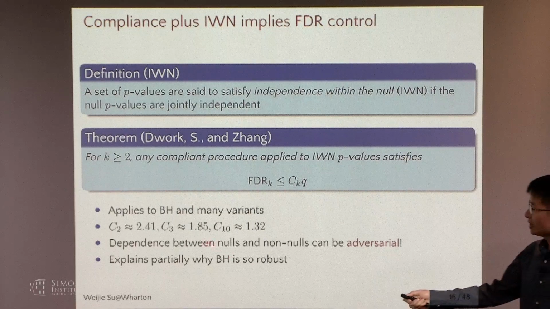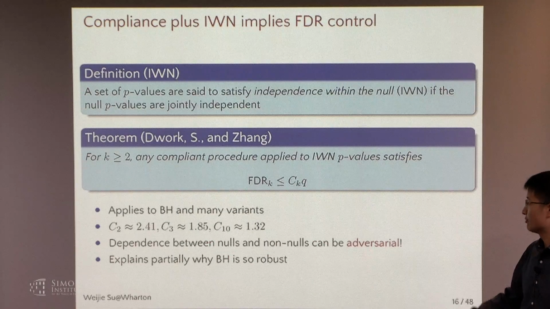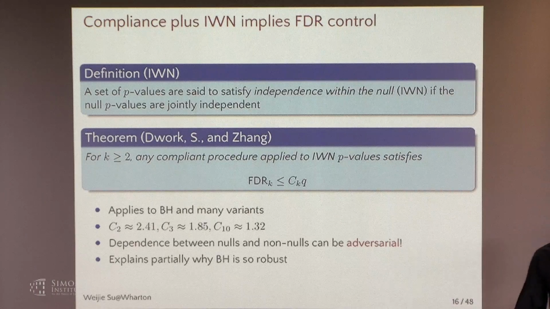Here the dependence between nulls and the non-nulls can be adversarial, just by the definition of IWN, which does not say anything about the non-null p-values. So maybe this explains why BH is robust, at least robust to the dependence between nulls and the non-nulls.